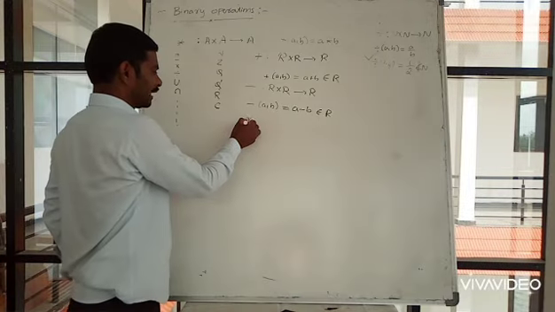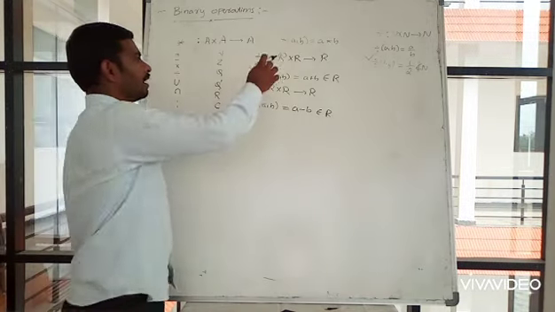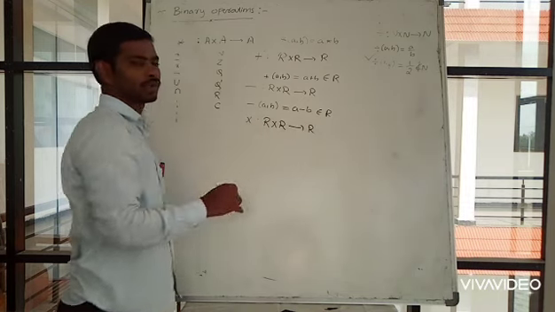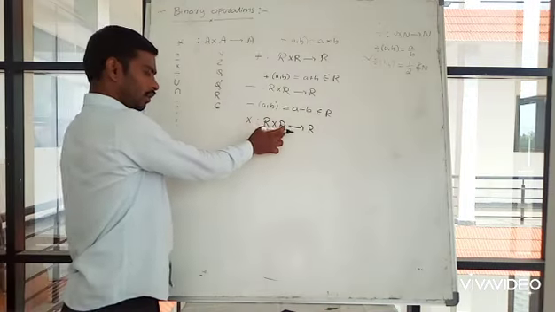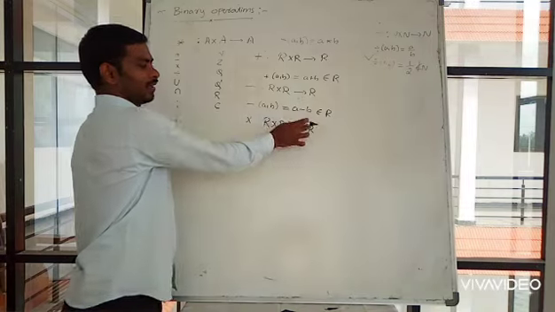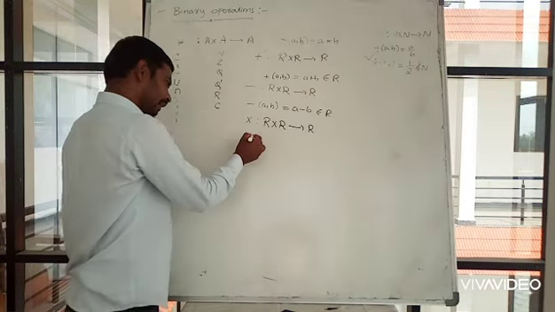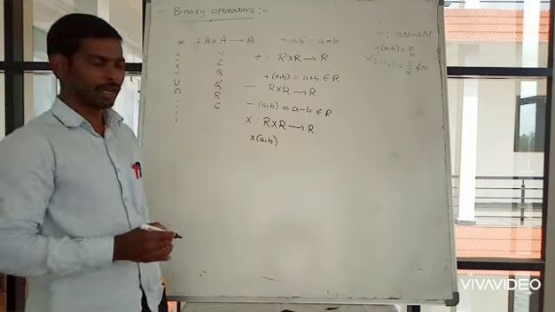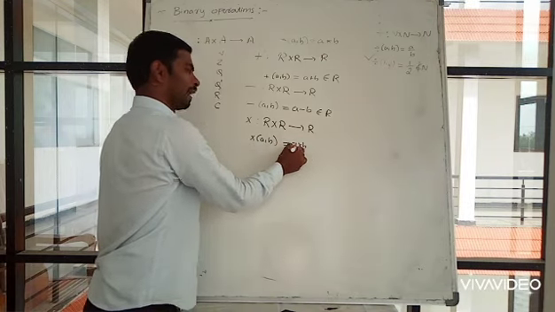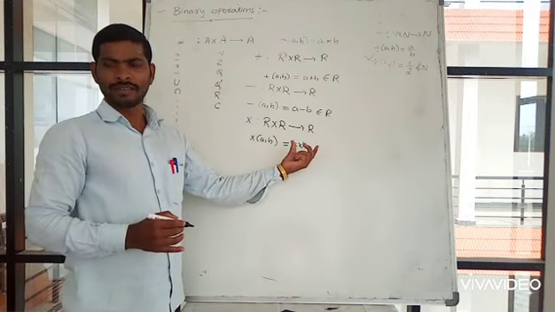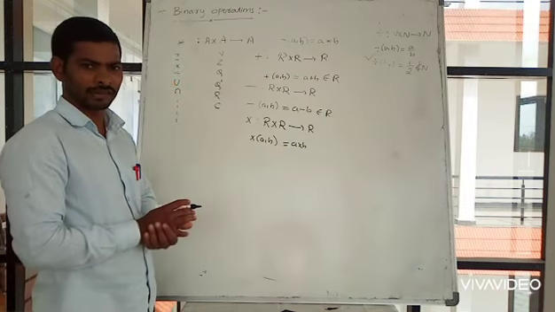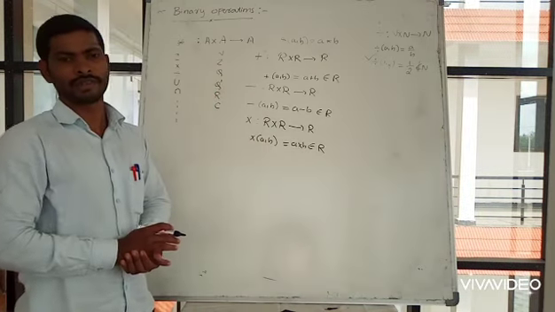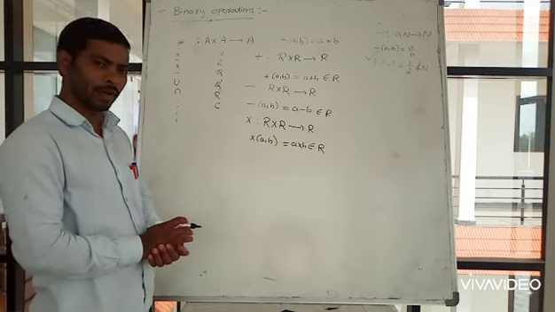Similarly, if you consider the next operation, multiplication on the set of all real numbers, it is considered as R cross R to R. Check whether it is a function or not. For that, A comma B is any ordered pair of R cross R, and under this operation multiplication the result is A into B. So again, from the properties, the multiplication of two real numbers is again a real number. Therefore, this belongs to R. Therefore, multiplication on R is a binary operation.